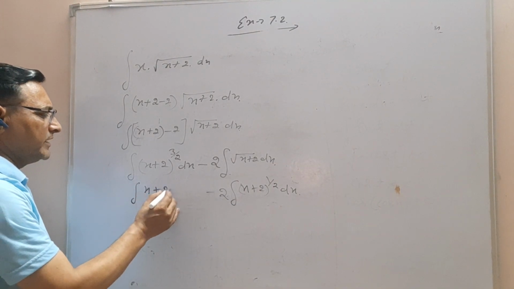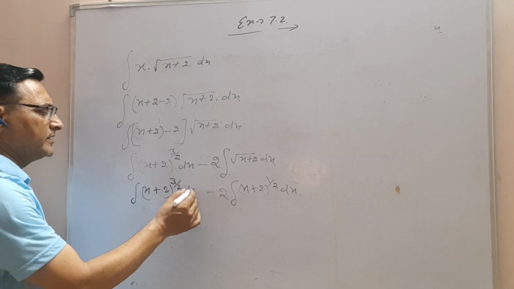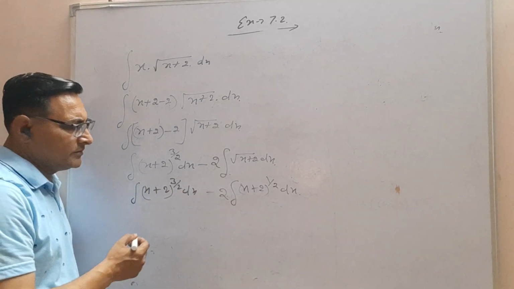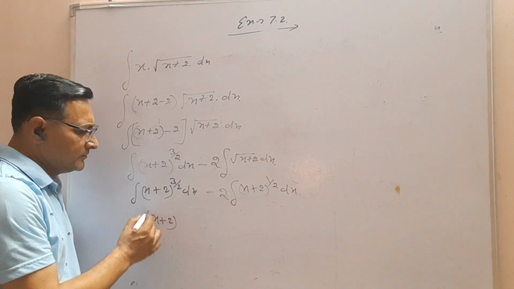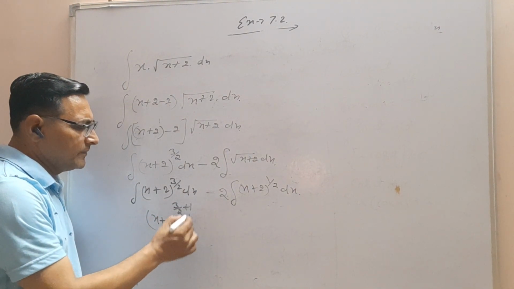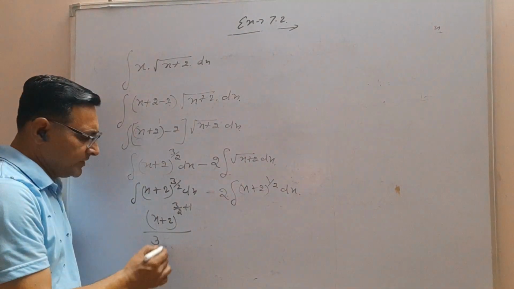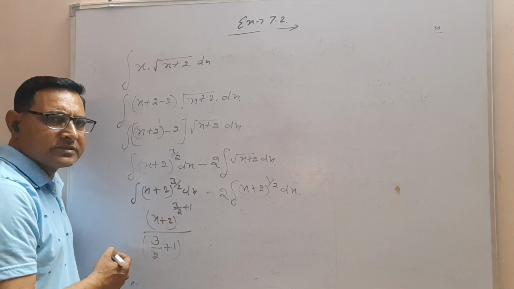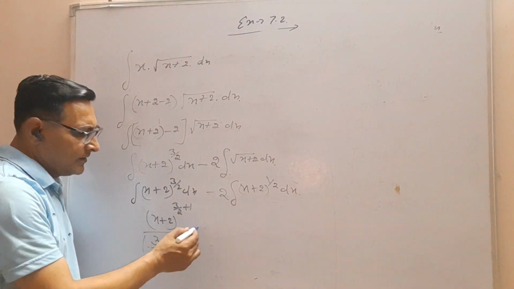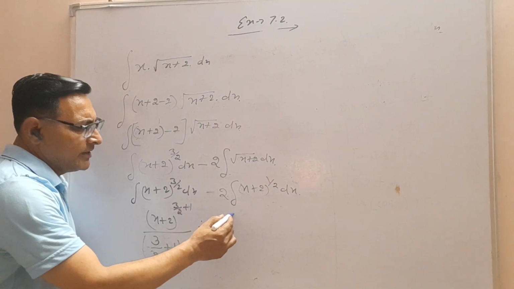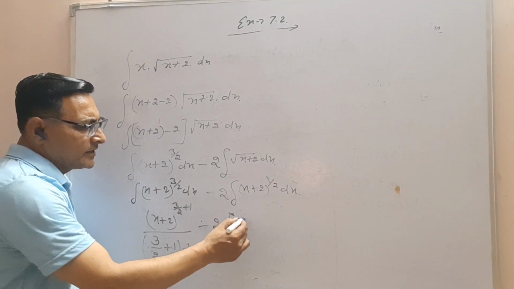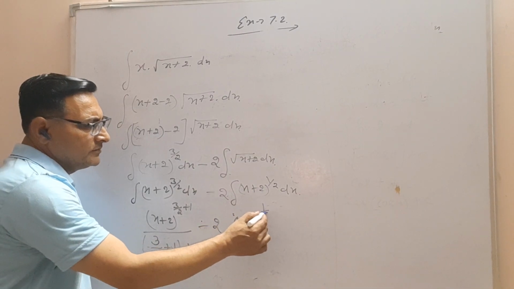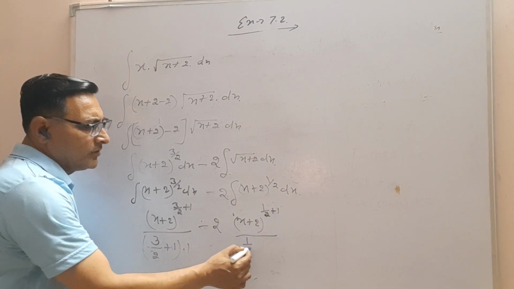x plus 2 power 3 by 2. There is a constant power in the variable. So what will you do? You can add a 1 in the power. x plus 2 power 3 by 2 plus 1, and the same number 3 by 2 plus 1 in the denominator. And the derivative of 2 is 0 because it is constant. Derivative of x is 1. Minus 2, same here. You can write x plus 2 power 1 by 2 plus 1 upon 1 by 2 plus 1.